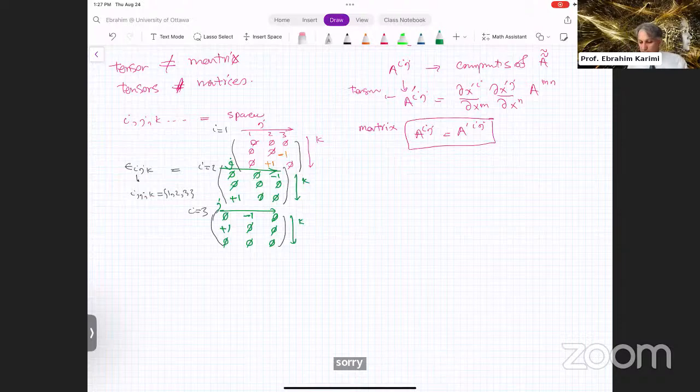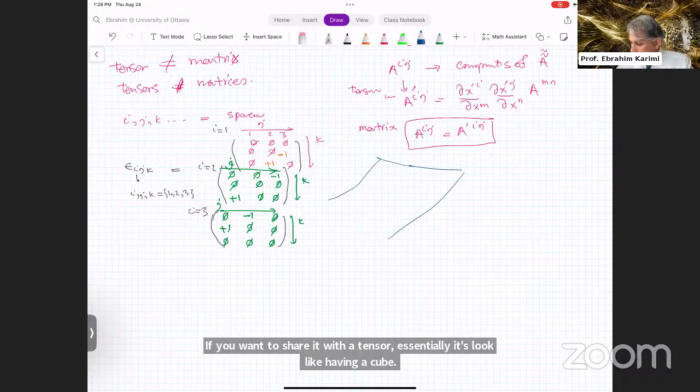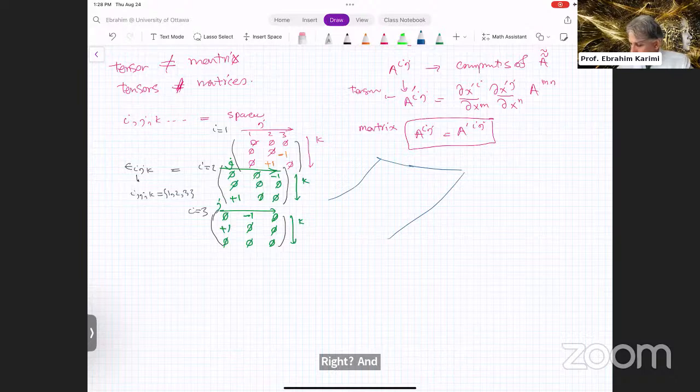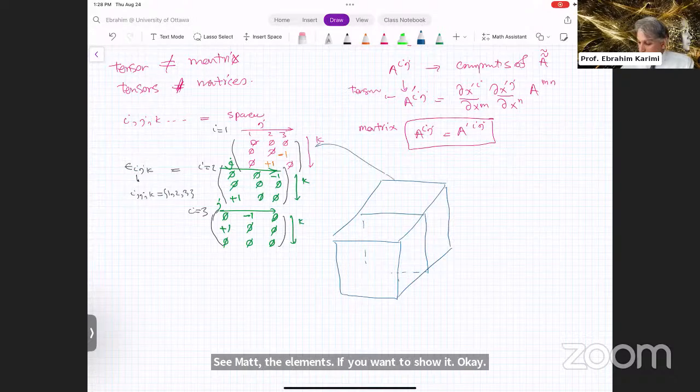But if you look at the pseudo tensor of rank 3, you cannot show it with a matrix. If you want to show it, essentially it looks like having a cube, right? And this cube has 3 elements, if you want to show it. Okay, and these are the three elements. The first one is here, the second one is here, the third one is here.